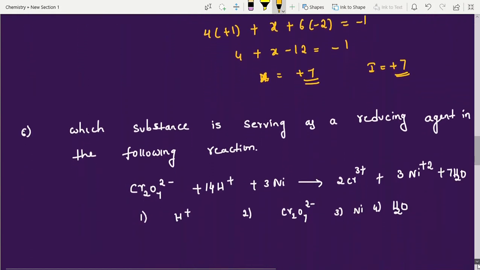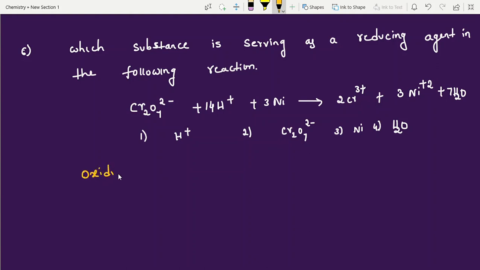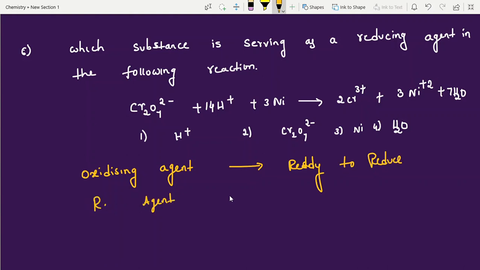Which substance is serving as reducing agent in the following reaction? Students, I am going to write important points. I have also given videos with concept explanations, please go through that clear explanation. Oxidizing agent means ready to reduce. And reducing agent, ready to oxidize.